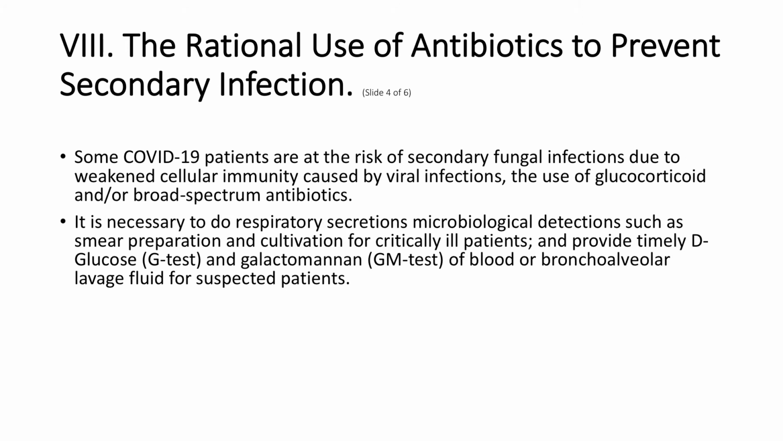Some COVID-19 patients are at risk of secondary fungal infections due to weakened cellular immunity caused by viral infections, the use of glucocorticoids and or broad-spectrum antibiotics. It is necessary to do respiratory secretions microbiological detection such as smear preparation and cultivation for critically ill patients and provide timely D-glucan test and galactomannan GM test of blood or bronchoalveolar lavage fluid for suspected patients.